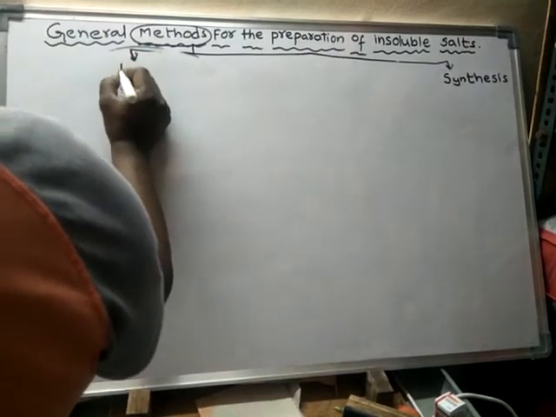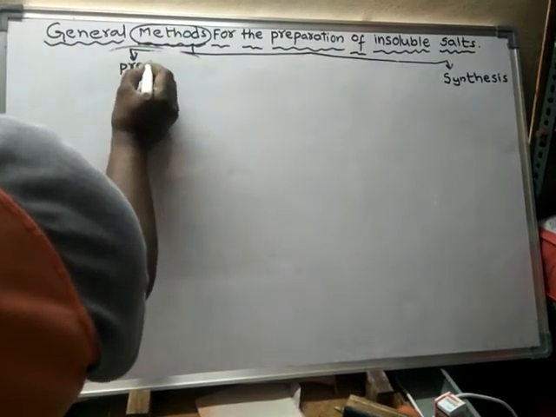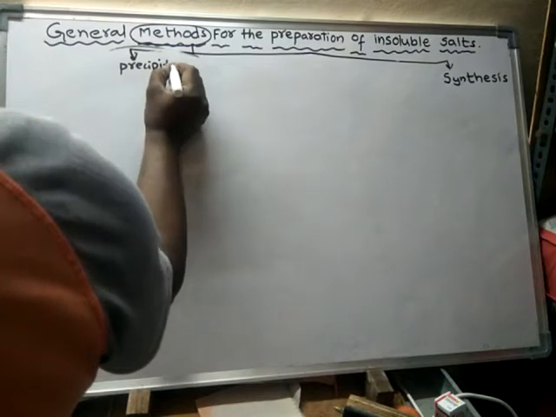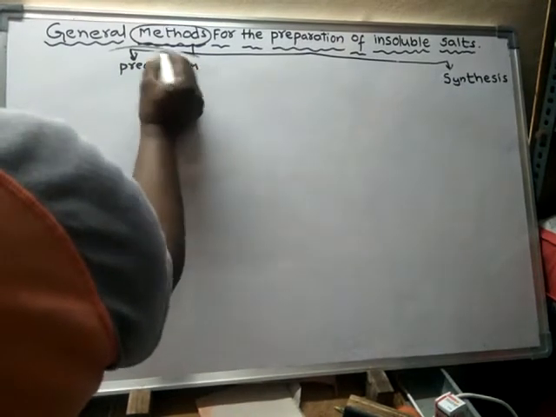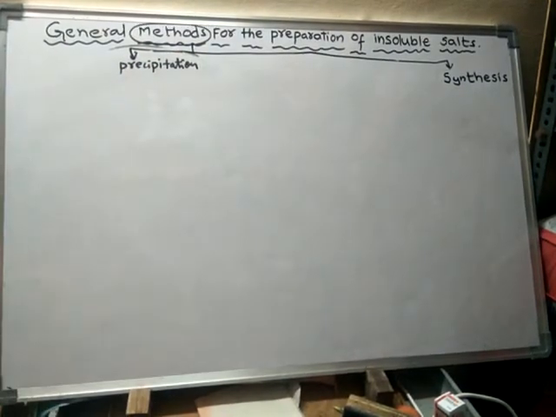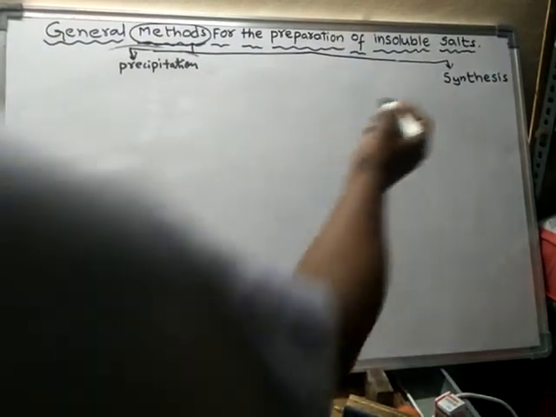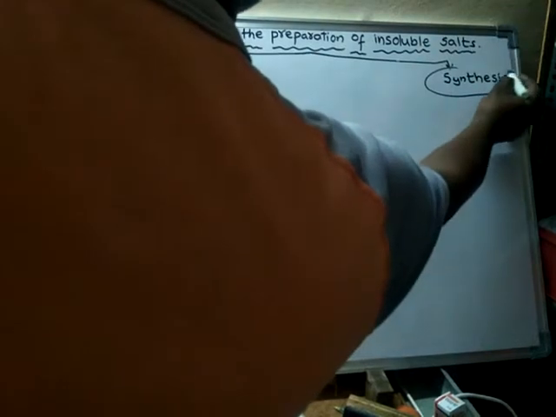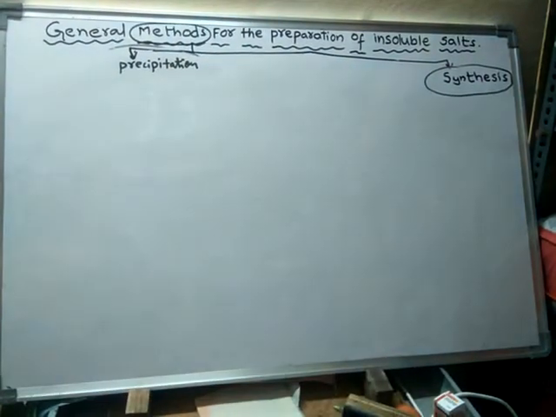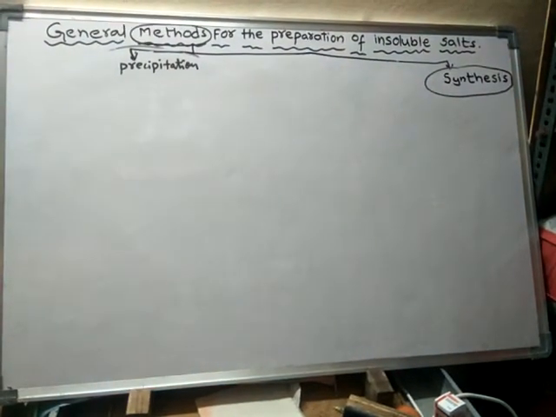So the first method is precipitation. We learnt about the precipitation reaction, how it is used for the preparation of insoluble salt. Now we will learn about the second method for the preparation of insoluble salt.